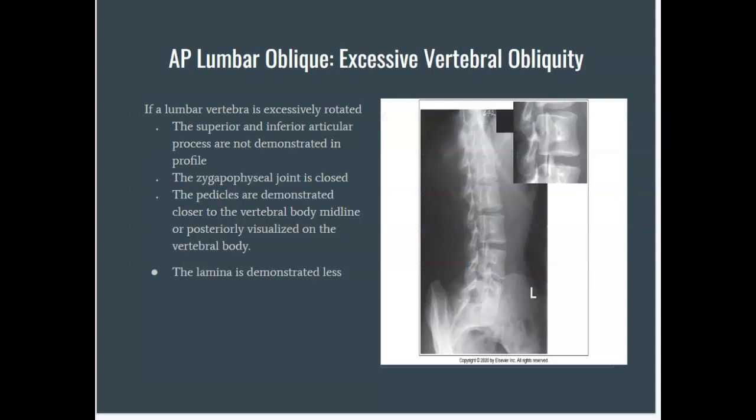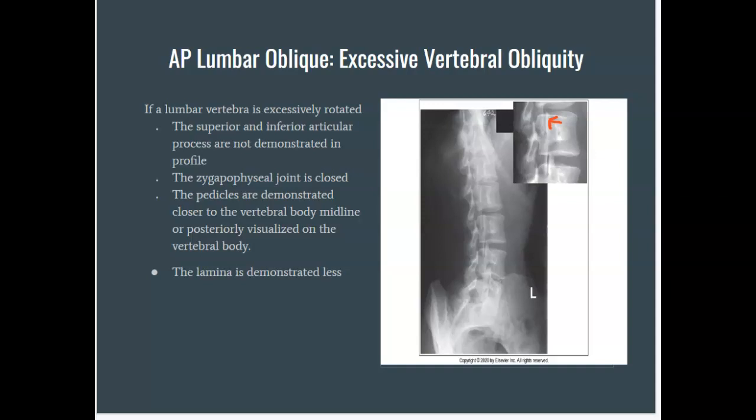In the case that there is excessive obliquity demonstrated on your image, you will see that the patient is actually rotated more than needed. They're probably anywhere from 45 to 60 or more than 45 degrees obliqued. You'll see that the superior and inferior articular processes are in profile again, which means the ear and the front leg of the Scotty dog. The corresponding zygapophyseal joint is closed, as you can see here, demonstrated in this image.